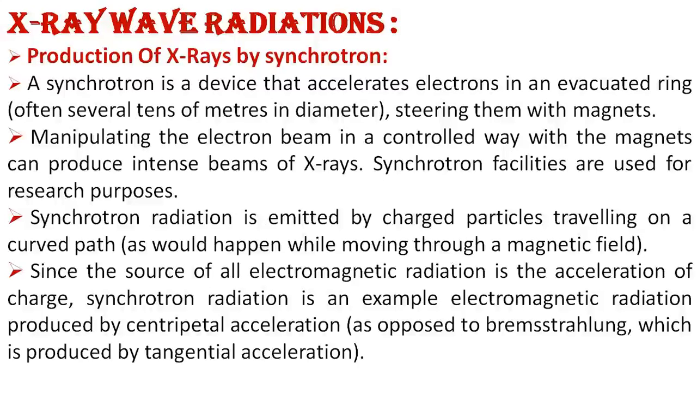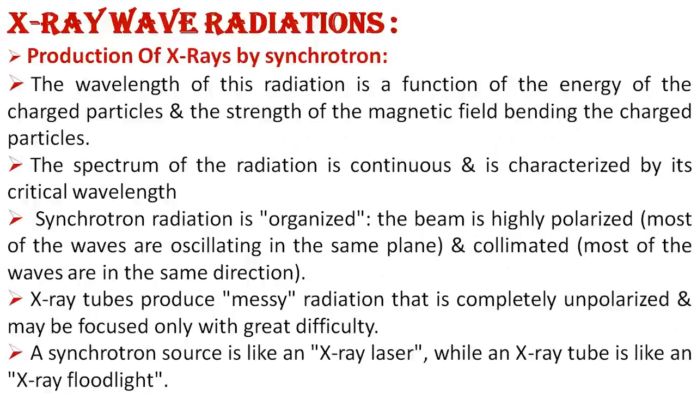Since the source of electromagnetic radiation is the acceleration of the charge, cyclotron radiation is an example. Electromagnetic radiation produced by centripetal acceleration, as opposed to bremsstrahlung, which is produced by tangential acceleration. The wavelength of radiation is a function of the energy of the charged particle and the strength of the magnetic field bending the charged particles. The spectrum of the radiation is continuous and is characterized by its critical wavelength.